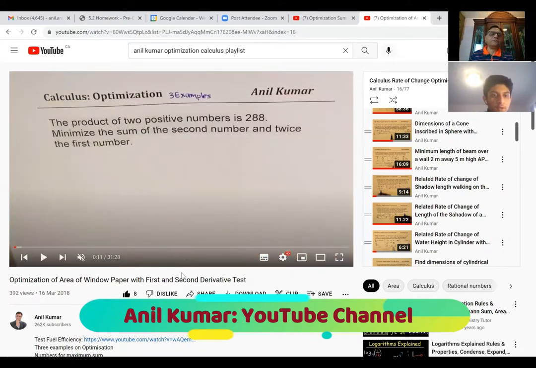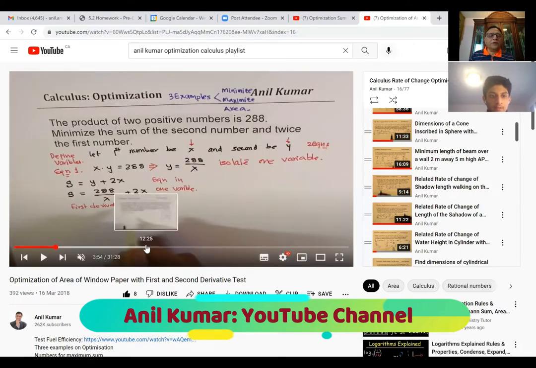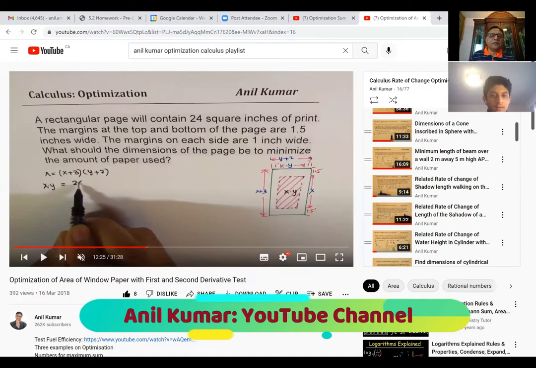Yes, sir. The product of two positive numbers is 288. Minimize the sum of the second number and twice the first number. So once you read the question, you can form a simple equation and then you can actually get to the solution. Not a difficult question to begin with, right? So here is another question.